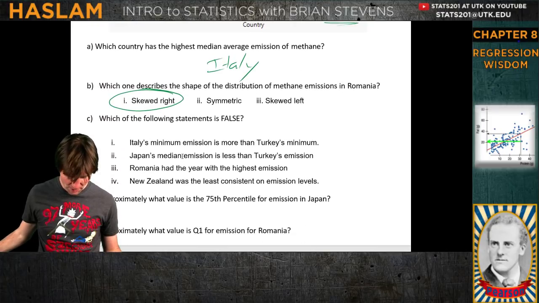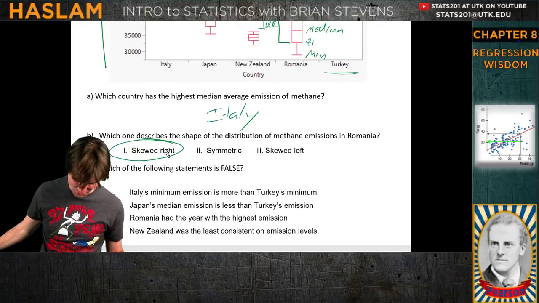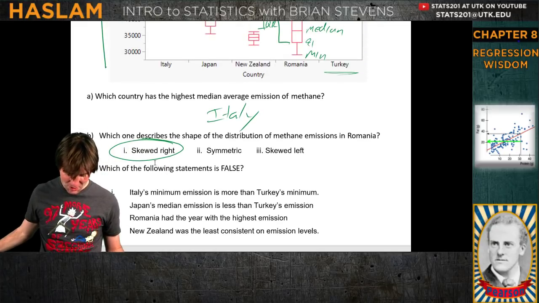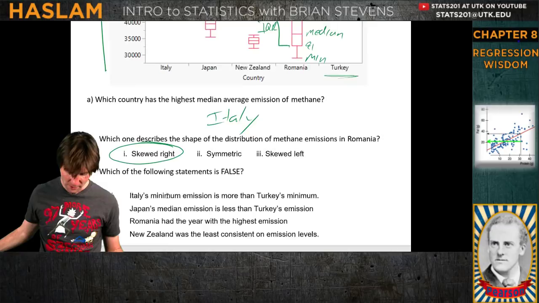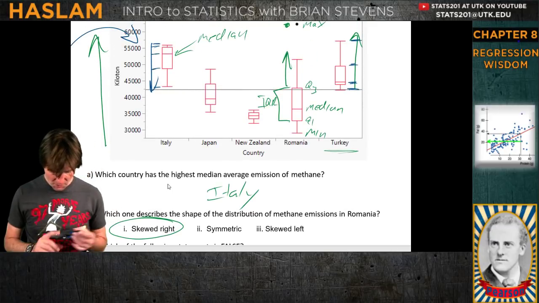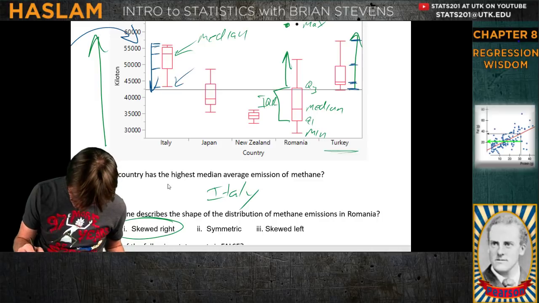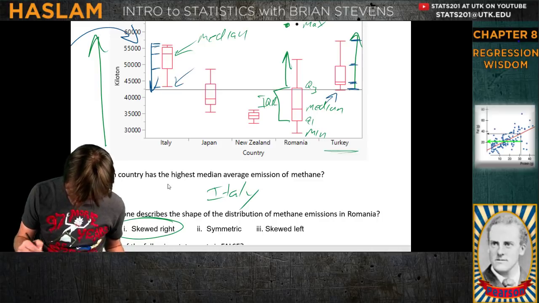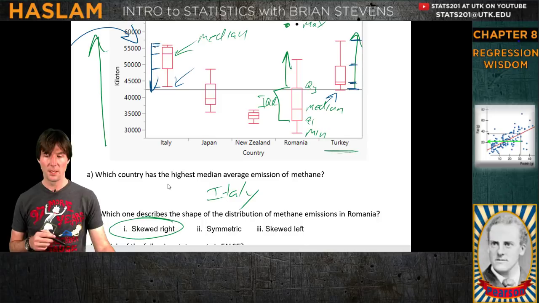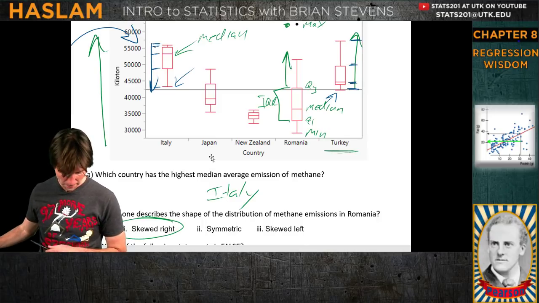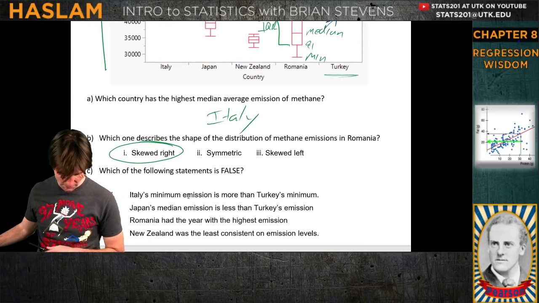And which of the following statements is false? Oh my gosh, these are the toughest ones. Italy's minimum is more than Turkey's minimum. Italy's minimum is this. Is it higher than Turkey's minimum? The answer is true. That is true. So that value I pointed to is higher.